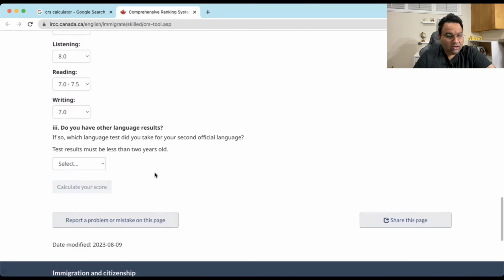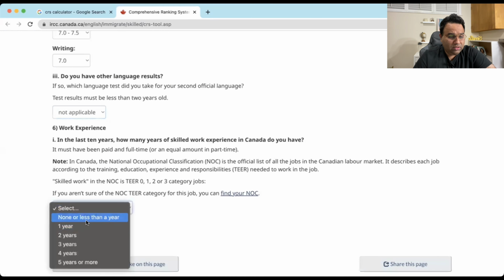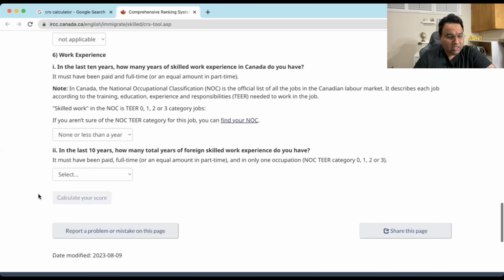Do you have other language test? No, I did not have. So I'm going to put not applicable. Work experience. So this one, it says how many years of work experience in Canada do you have? I did not have any Canadian work experience. So I have to put none or less than a year.